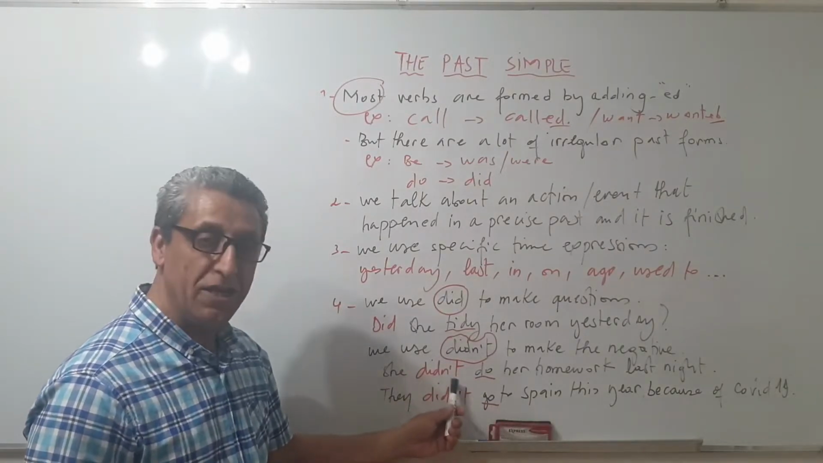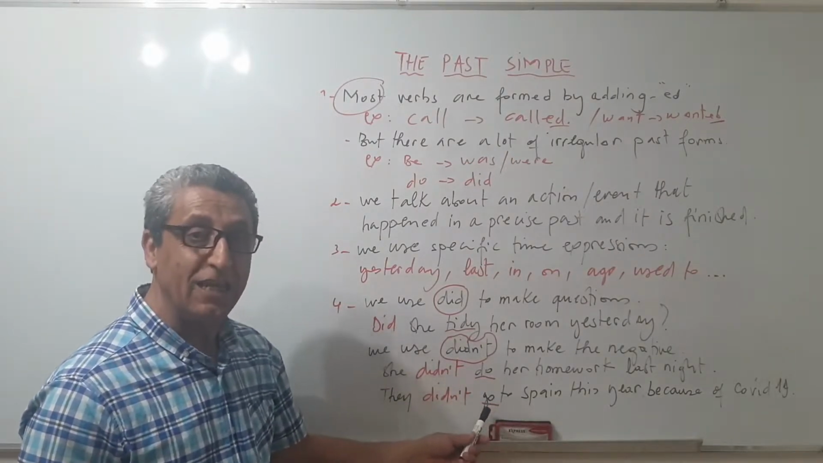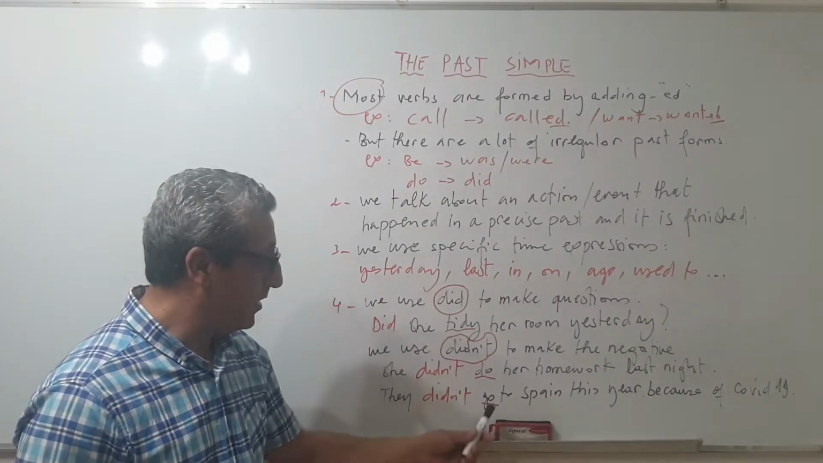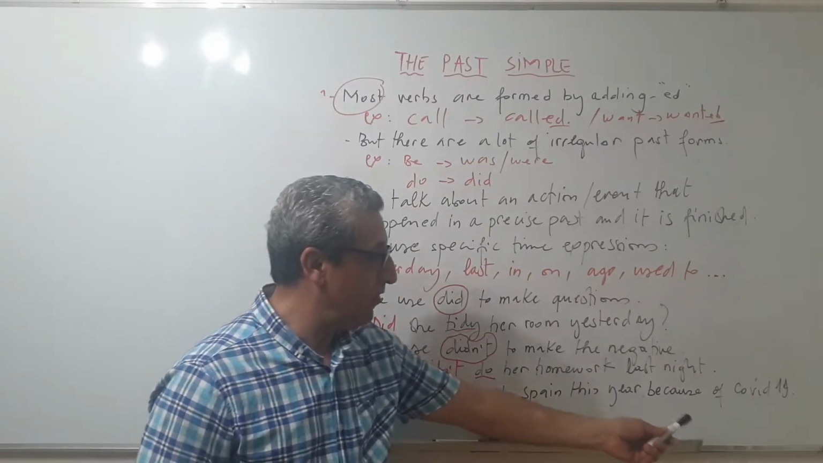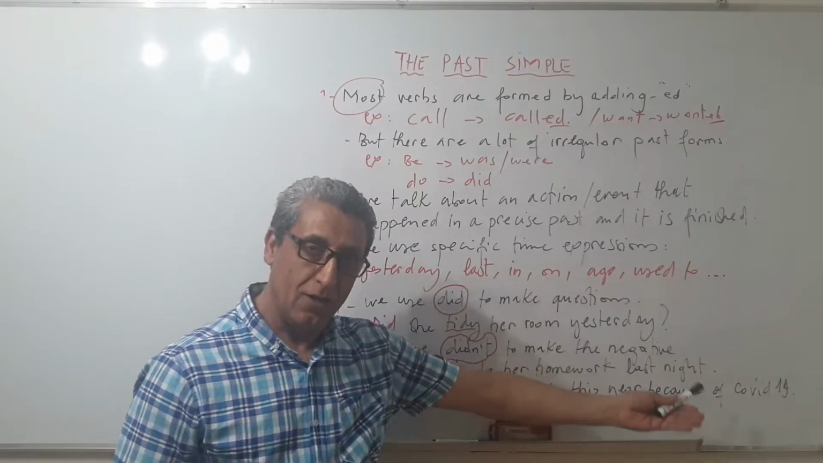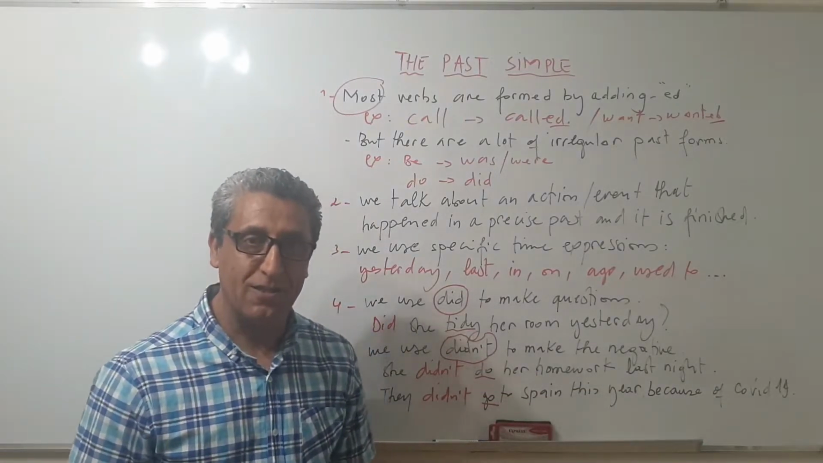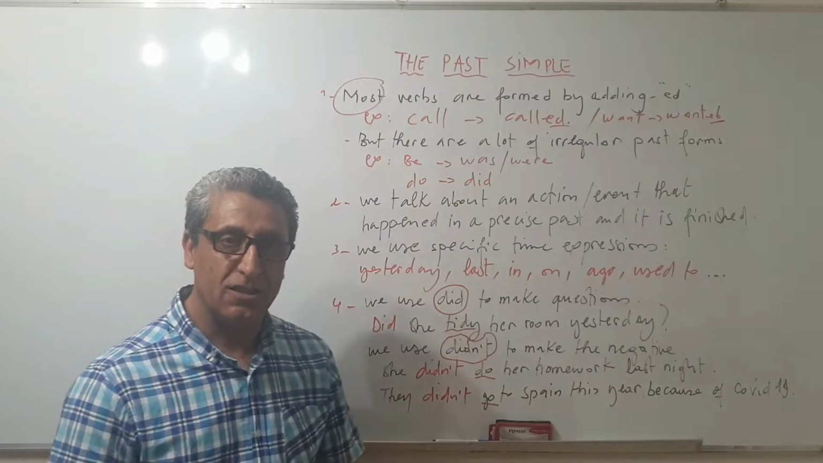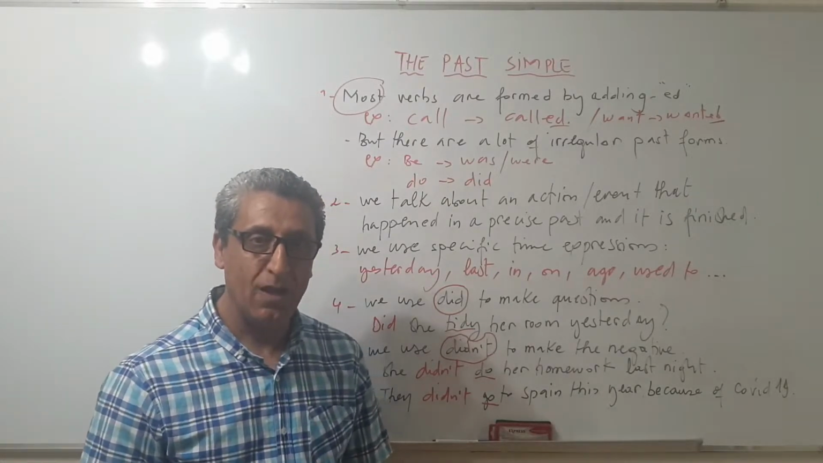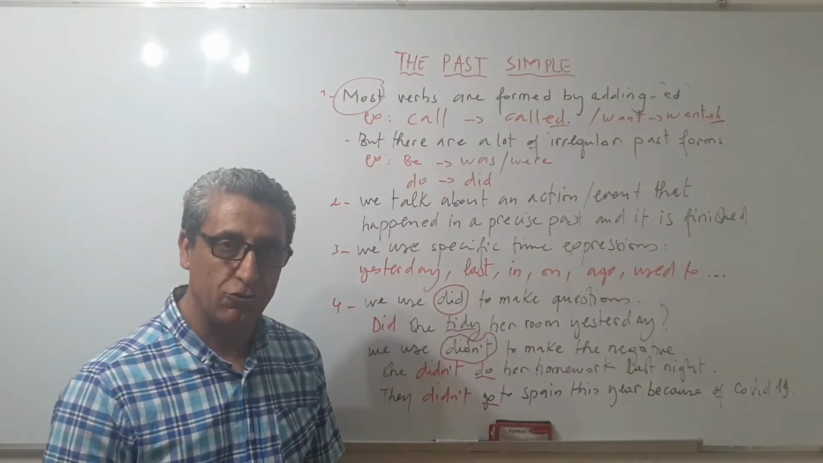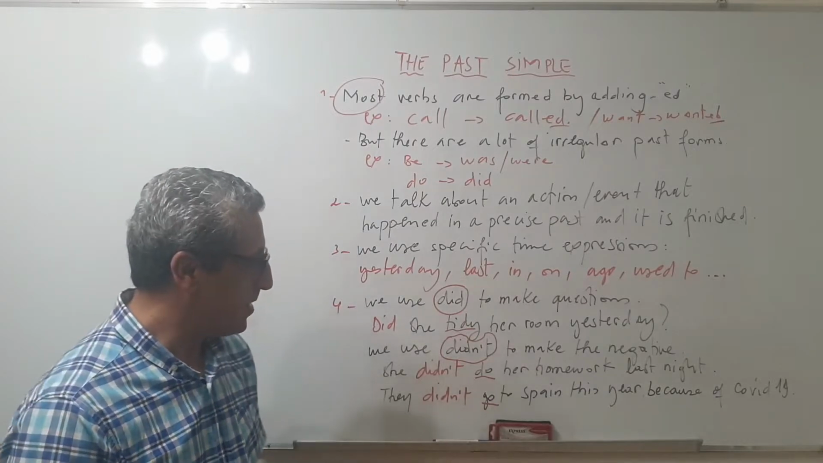Didn't, negative form, go. Go is in the infinitive. To Spain this year because of COVID-19. COVID-19 is the virus that spread throughout the world. It's a very dangerous virus.